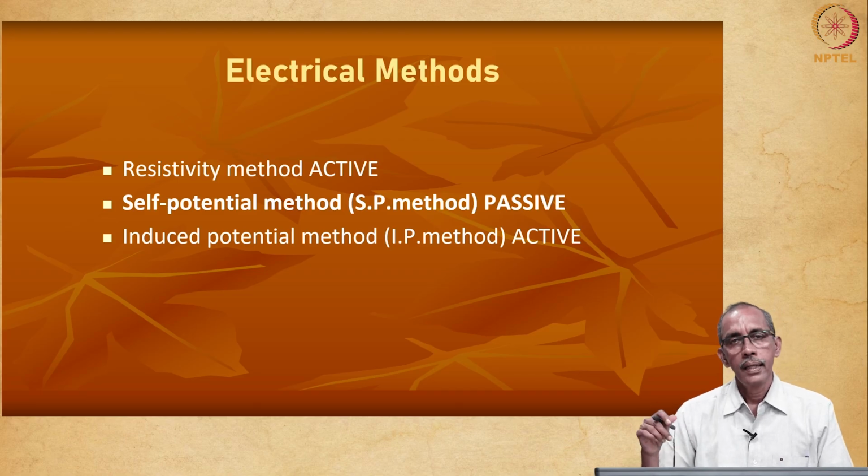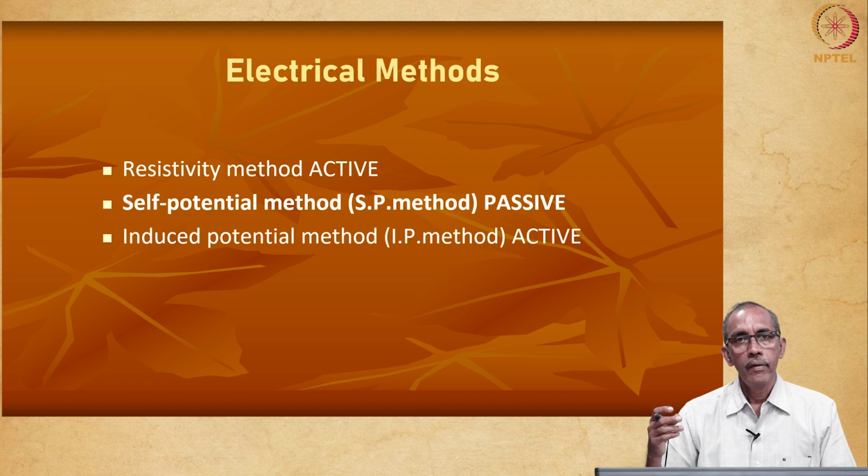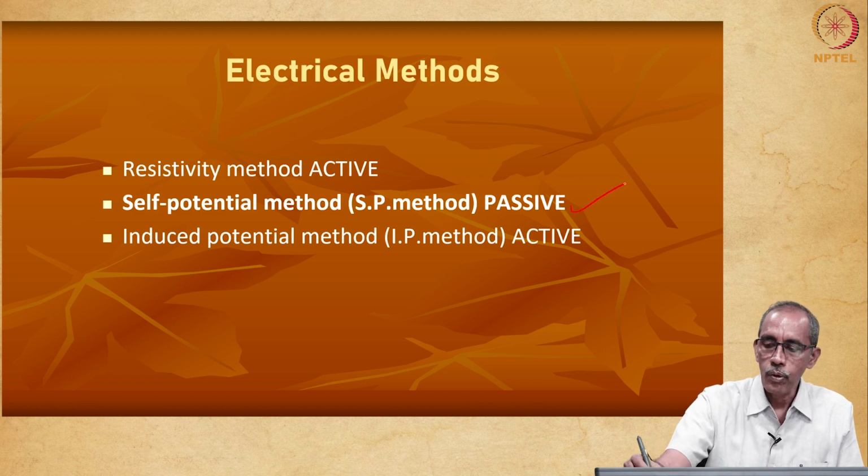Hello everyone. We have been looking into electrical methods of subsurface investigation. We have seen electrical methods can be broadly classified into three major types, which are electrical resistivity method, electrical self-potential method, and electrical induced polarization method. Out of these three, we had looked into electrical resistivity methods already. Today, we will start with the next major method, which is electrical self-potential method.